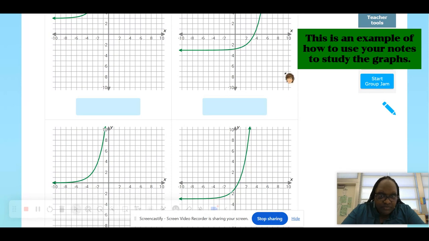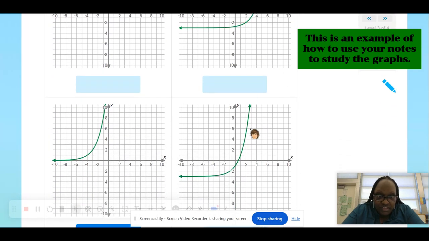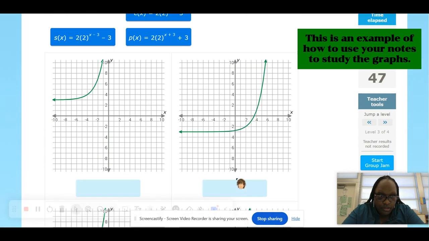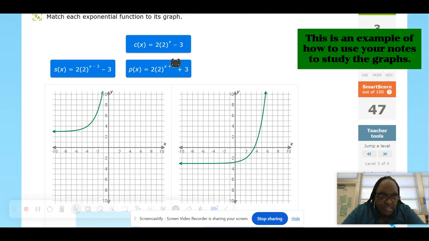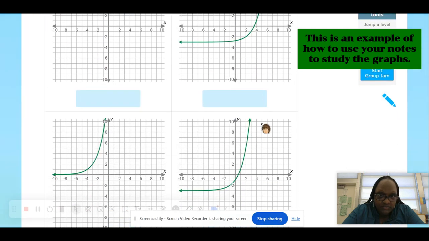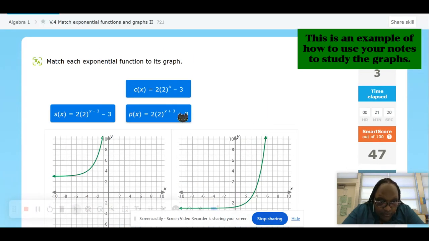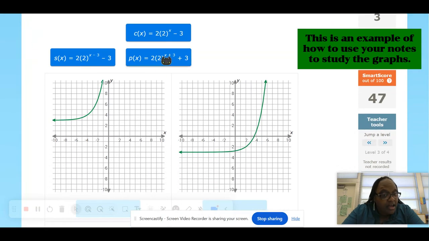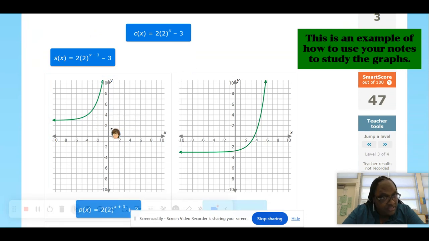Because all these other ones shift up or down. Now, 2 of them shift down. 1 of them shifts up. Okay, so 2 of these shift down. So automatically, these are going to be these. Only 1 of them has a plus sign right here. So for the up. So I'm confident that that one goes there.